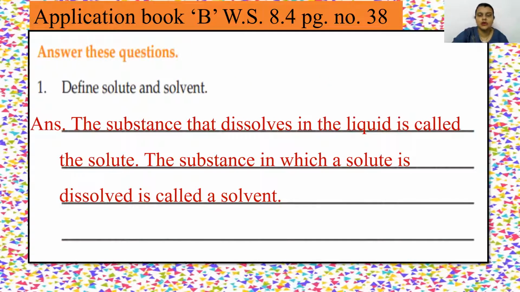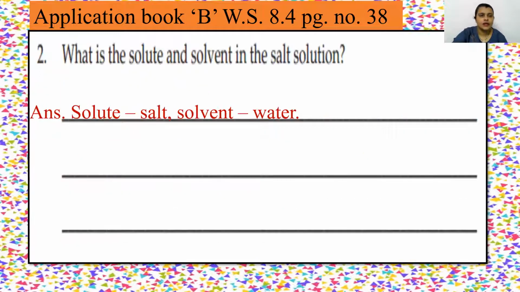Now we will start with worksheet 8.4, which is given on page number 38. Question 1. Define solute and solvent. Answer. The substance that dissolves in the liquid is called the solute. The substance in which a solute is dissolved is called a solvent. We'll move to question 2 now. What is the solute and solvent in the salt solution? So as we all know, solute is salt and solvent is water.